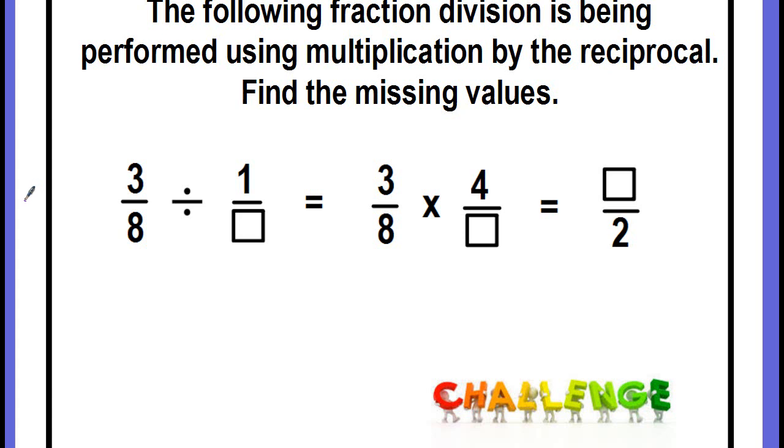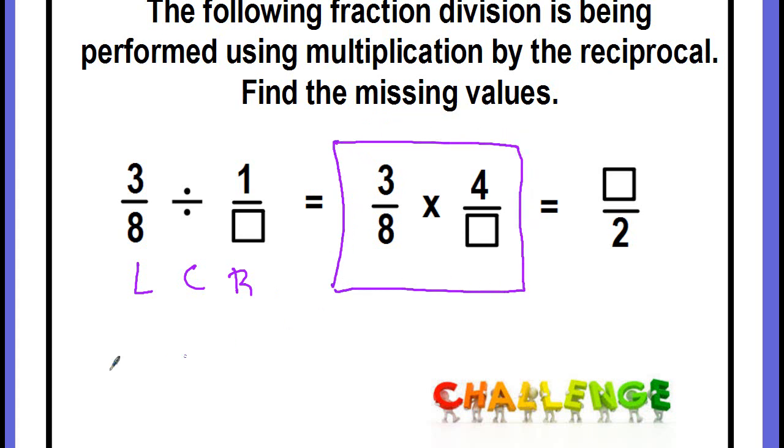Ooh, this is a challenge. The following fraction division is being performed using multiplication by the reciprocal. Find the missing values. So we start with a division problem, and it turns into a multiplication problem, and then we have an answer. All right, well, what do we always do when we want to do division? What are the first 3 things we write? LCR. So this is where we change our problem into a multiplication problem. But we've got some missing numbers here that we need to figure out. So let's take a look.